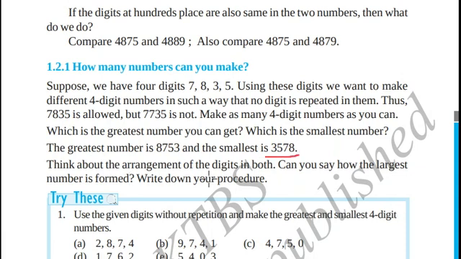Can you think about the arrangement of digits in both? For the largest number we arranged in decreasing order from left to right. First comes the larger digit, then the second larger, then the third larger, then the fourth larger. But in the case of the smallest number, we follow the ascending order from left to right. We will place the smallest digit in the leftmost position, then the second smallest, then the third smallest, finally the fourth smallest. The same principle could be followed for any number without repetition.